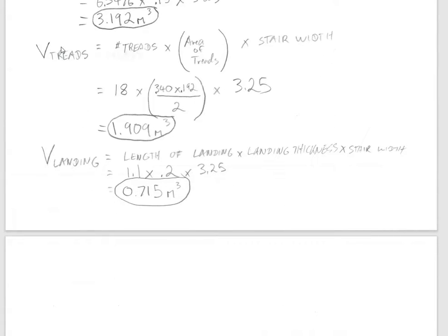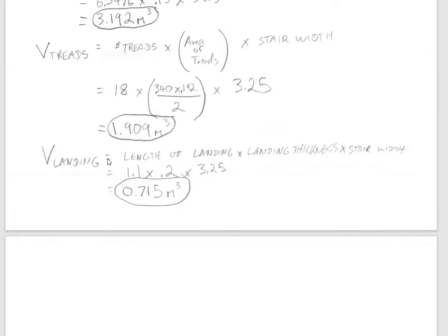And here I've walked you through what that looks like. Number of treads, area of treads, and then stair width. Number of treads is 18, always one less than the number of rises. Here's our area calculation. So that would be our tread depth, which is the run plus the nosing, times the rise, divide by 2. There's your area of triangle. And then multiply that by the width of the stairs, 3.25 meters.